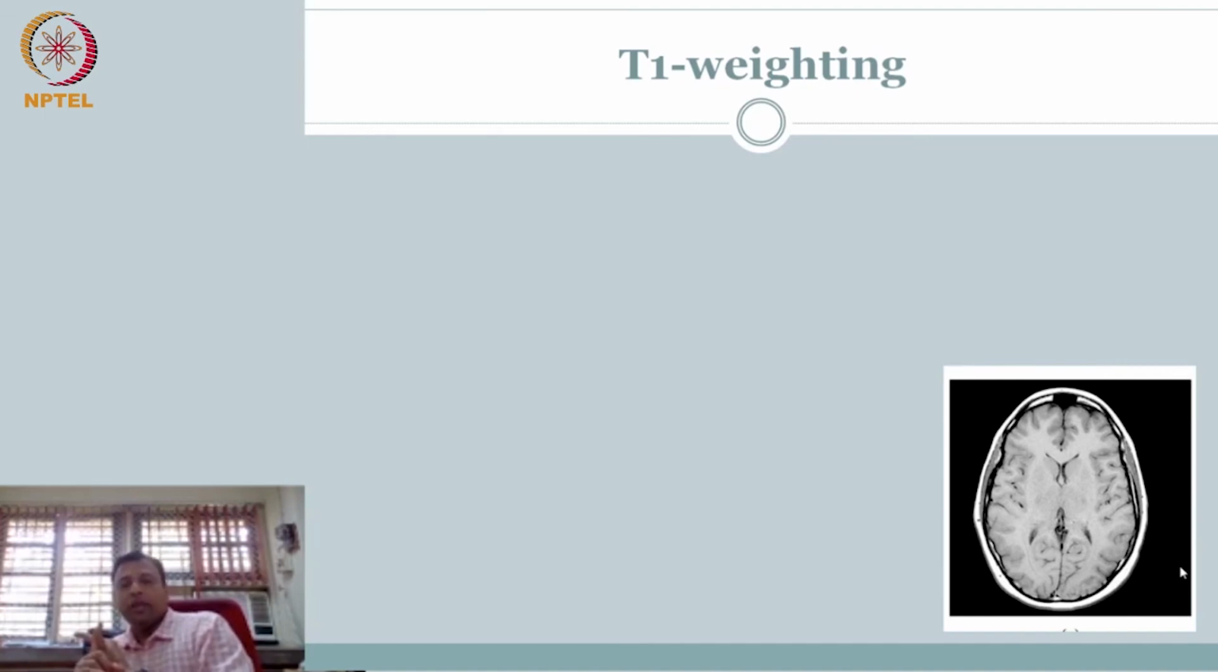So if you want to minimize the effect of PD, what was favoring PD? A long TR favored PD. So here we want to minimize the effect of PD and maximize the effect of T1 differences in rise time. Then I shouldn't wait for long. If I wait for too long for repeating, everything would have come to the maximum, and you won't be able to differentiate the different properties of T1.